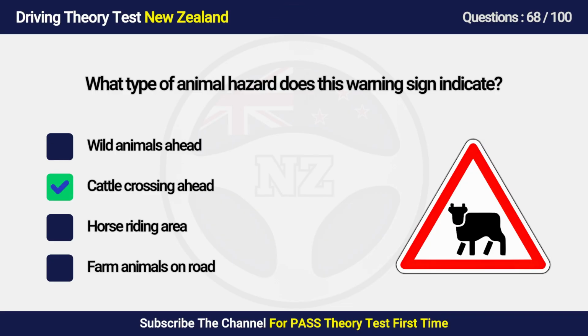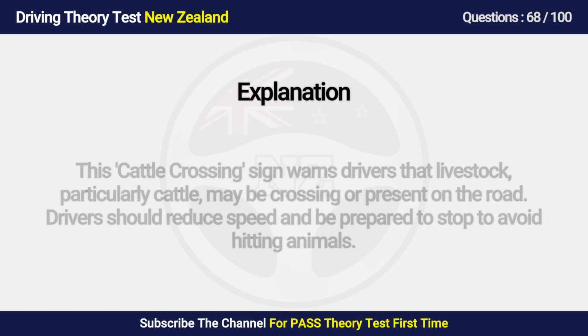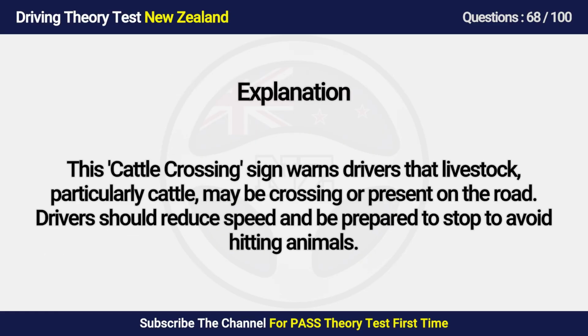Answer is B. Cattle crossing ahead. This cattle crossing sign warns drivers that livestock, particularly cattle, may be crossing or present on the road. Drivers should reduce speed and be prepared to stop to avoid hitting animals.